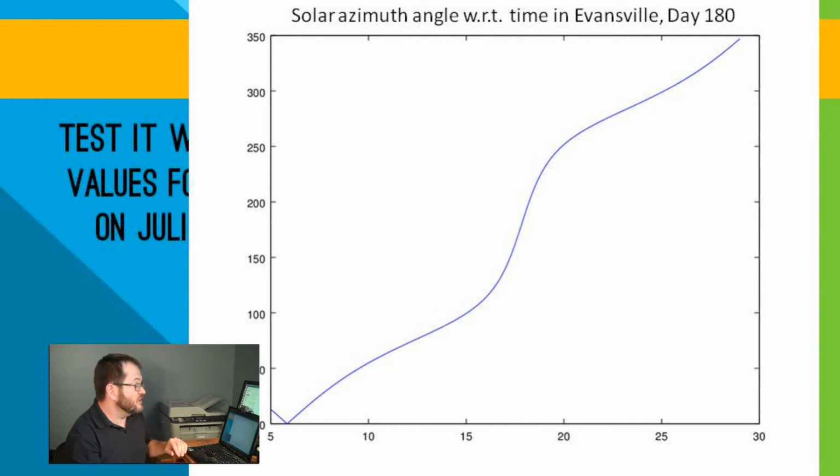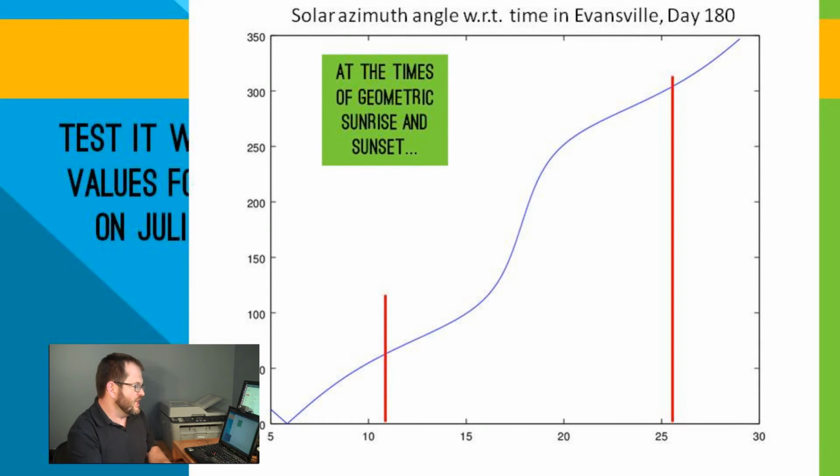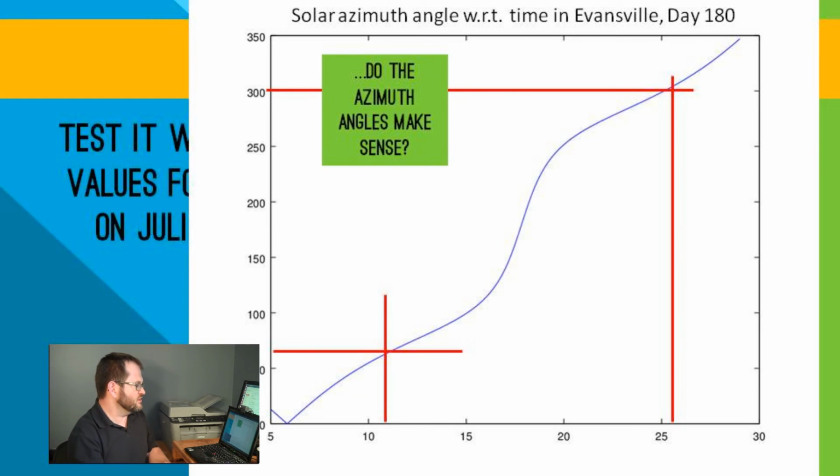But there are certain things you can figure out from this to see if it looks reasonable. For example, I've just put over here again the times that we got from the previous diagram of when sunrise and sunset were. Again, roughly 11Z and roughly 2 hours after 24Z. And just read right across there to those azimuth angles. I know they're a little bit cut off on this video. But you can see that the sunrise azimuth is at about 60 degrees off of north.